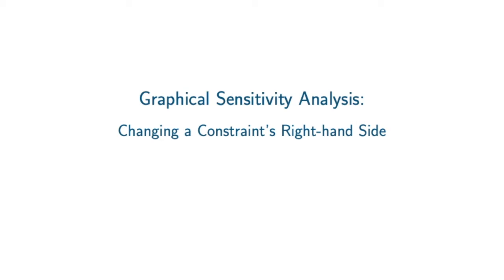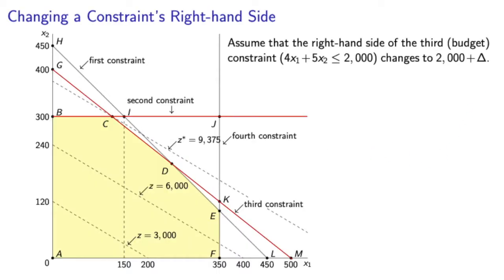In this video, we continue talking about the graphical sensitivity analysis, and we consider the case of changing a constraint's right-hand side here. All right, so we are looking at the same Heavenly Pouch example. We know that the optimal solution is located at the point C.